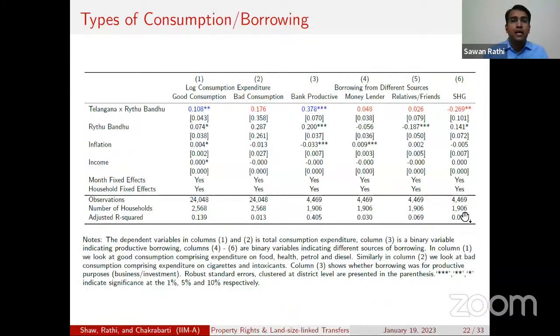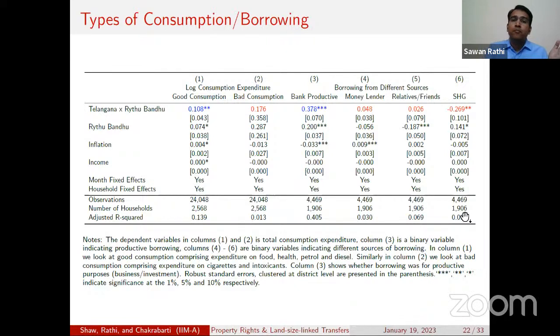Bad consumption is not significant, which means that the money received was probably not just splurged on intoxicants or cigarettes or beedis. On the contrary, when we look at the borrowing from different sources, once again we find a positive story here. The borrowing from money lenders, which is at a higher interest rate, is not increasing. Similarly, for money from relatives or friends or self-help groups, there's no significant change. In fact, there's a decrease on the other side.